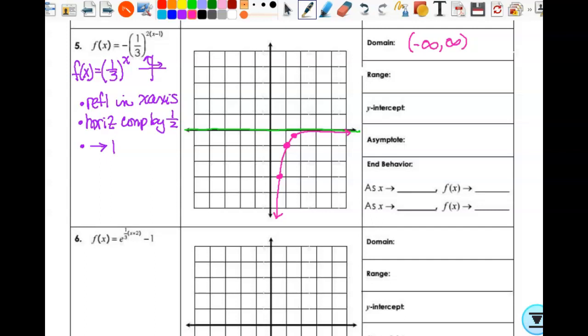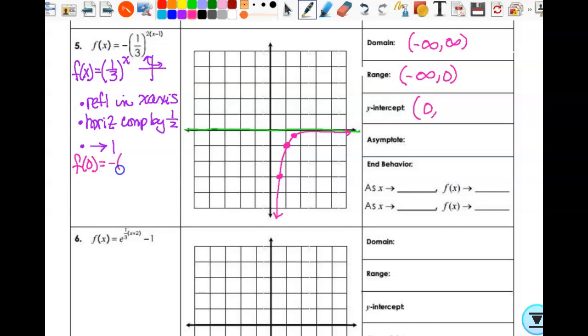Negative infinity. Start at negative infinity, go to 0. Do I have a y-intercept? Yes, one exists. I can't see it on my graph. It's going to be 0 something. I have to figure out what it is, so I have to find f of 0.